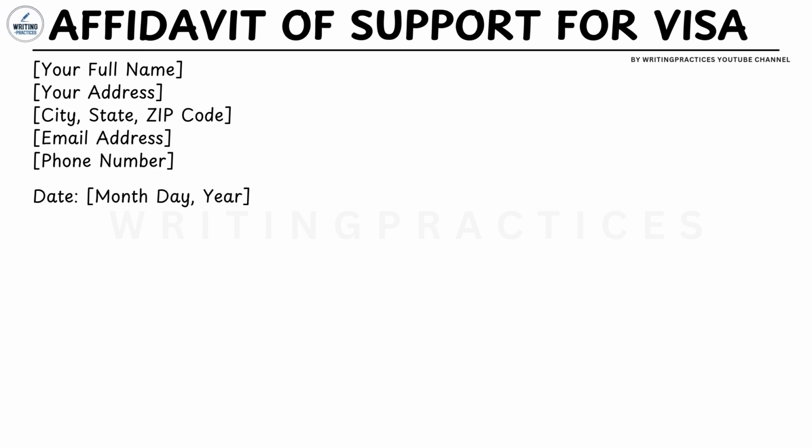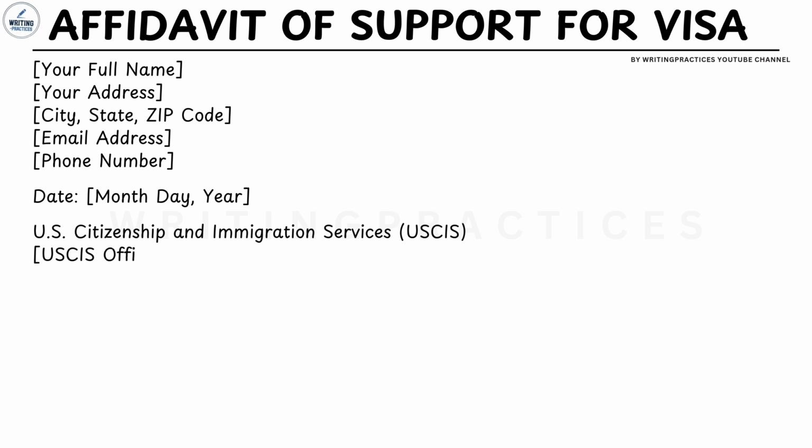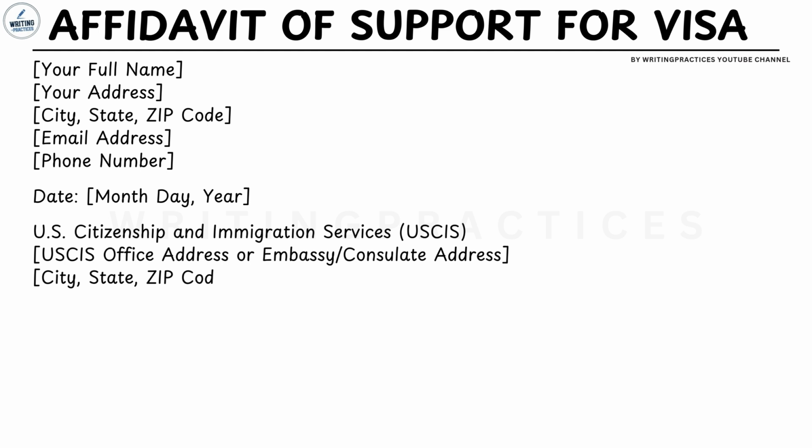Recipient's information. The recipient of this letter is the U.S. Citizenship and Immigration Services (USCIS), or the relevant embassy or consulate handling the beneficiary's application. Include the following: USCIS office or embassy or consulate address, city, state, and zip code. For example, U.S. Citizenship and Immigration Services, or USCIS, USCIS office address, or embassy or consulate address, city, state, zip code. Providing the correct address ensures the letter reaches the intended department and avoids processing delays.